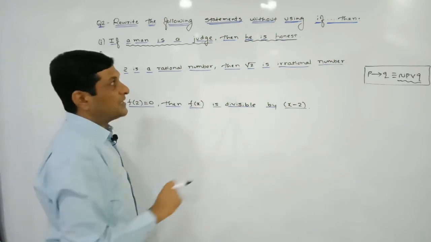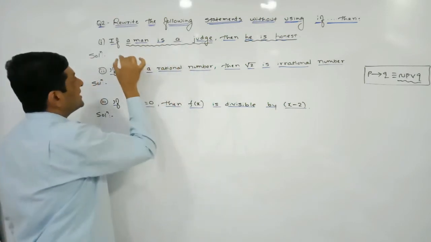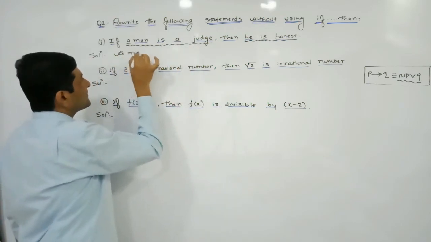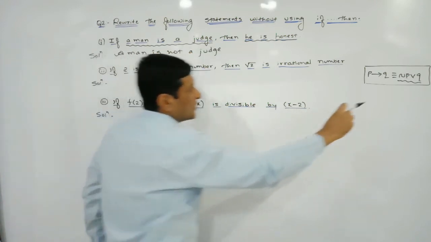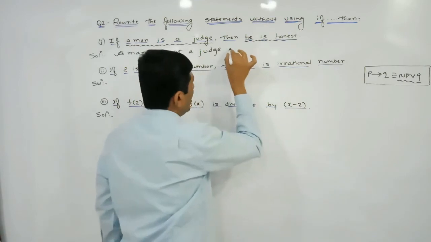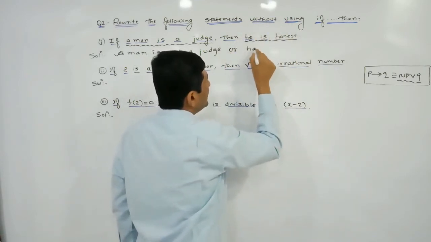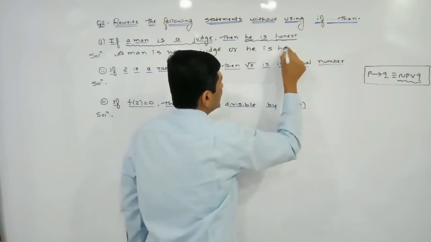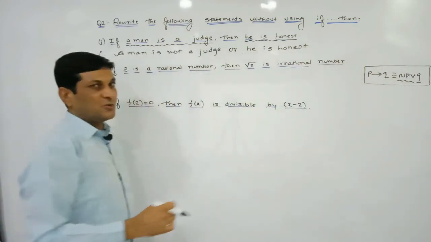What is the first part? Negation P. P is what? A man is a judge. So negation P means a man is not a judge. And which is the logical connective here? Or. After or we have to write down the Q. Q means what? Or he is honest. Just simply we have to convert this symbolical representation into verbal form.